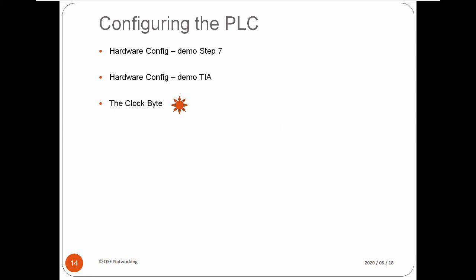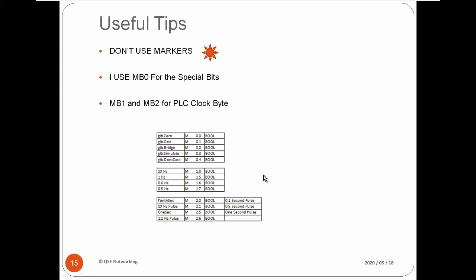So let me go back, just some useful tips. Don't use markers. I use marker bit 0 for special bits. Let me go back to explain. I've actually got them there on the screen. A couple of things happen in the programs. We automatically assign marker bit 0 as a 0. It's always off. Global 1 is always on. So if you ever want an input in a block that's default to off, you can use global 0 rather than just put a 0 there, and global 1 as an input.